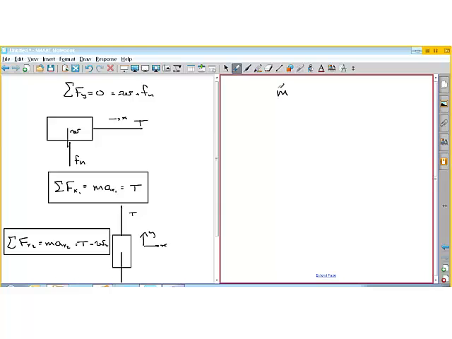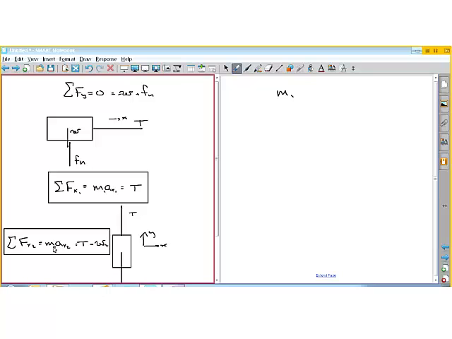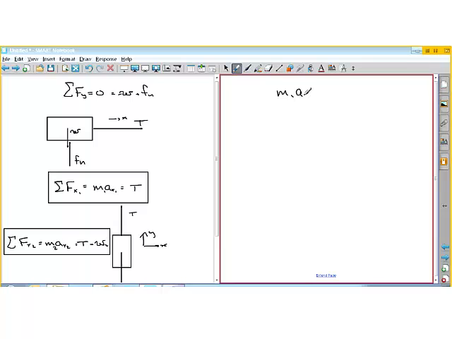So the mass of object 1, making sure I put the right subscripts in here. The mass of object 1 times the acceleration in the x direction of object 1 is equal to the tension. The second equation says the mass of object 2 times the acceleration in the y direction for object 2 is equal to the tension minus the weight. So what do I know? We know M1. We know these are the knowns.